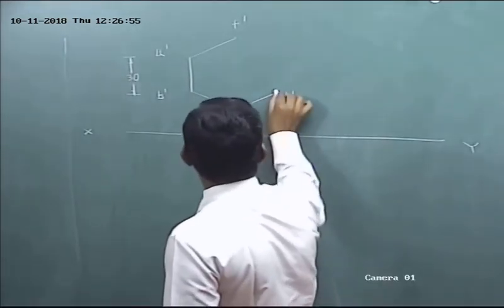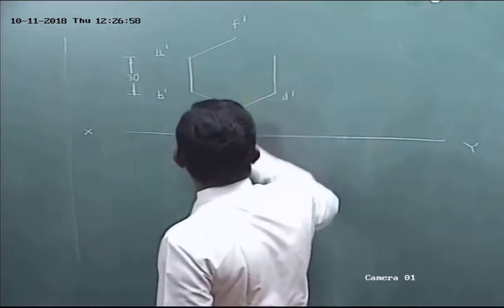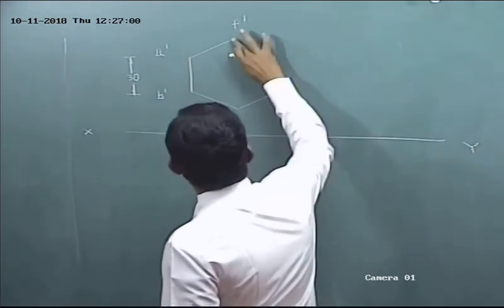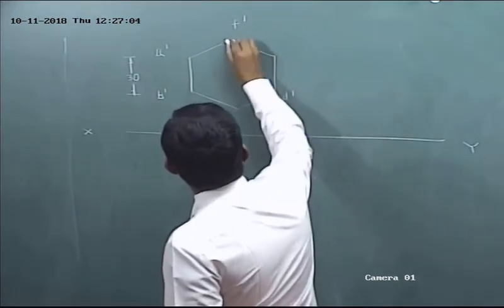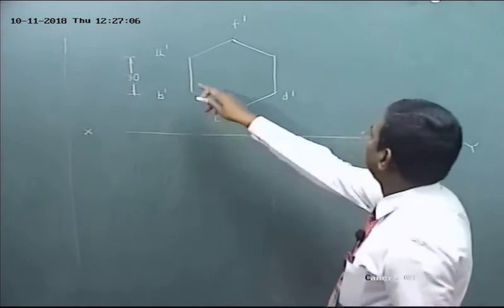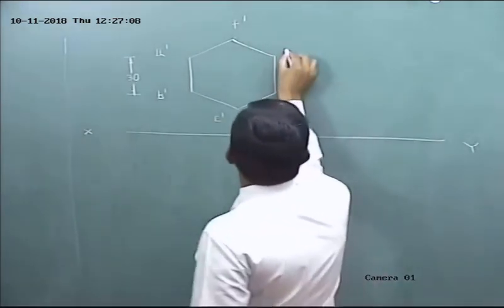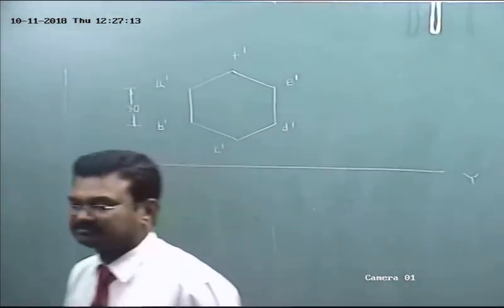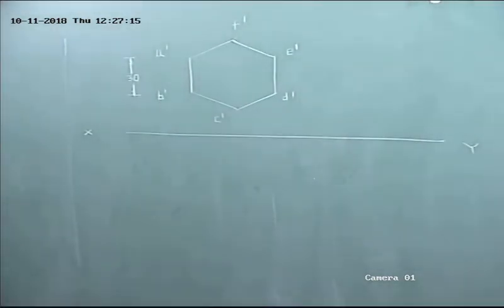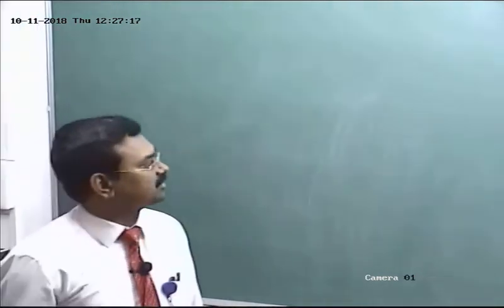From D dash, draw a line which is parallel and equal to A dash B dash. Then join these 2 points. A dash, B dash, C dash, D dash. This corner is named E dash. So, the hexagon is done.